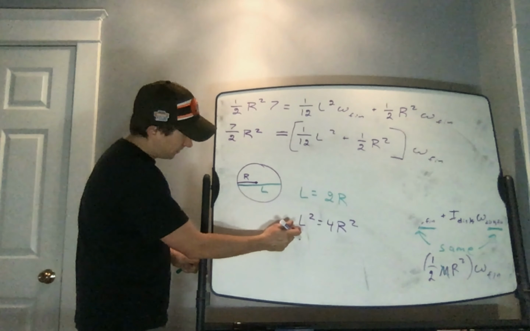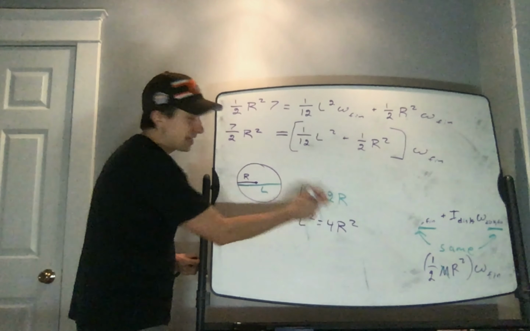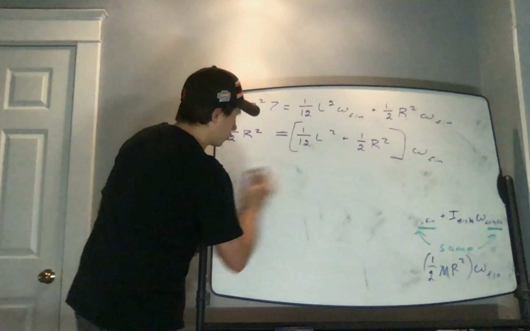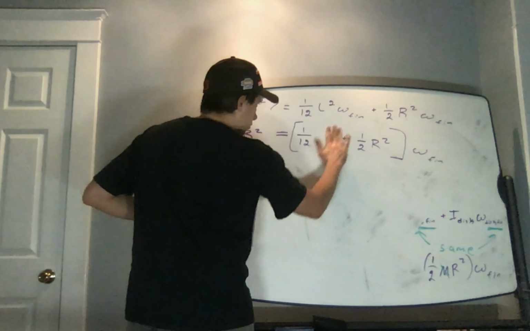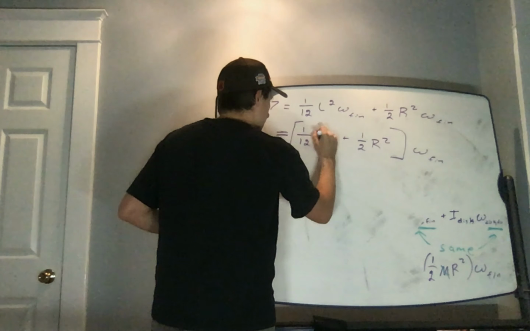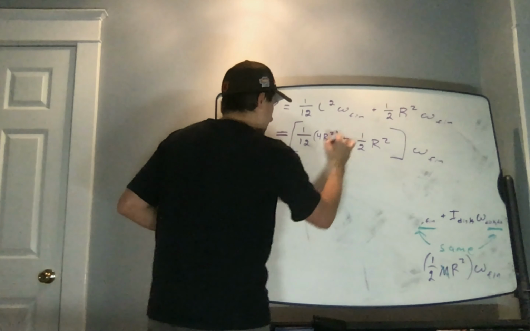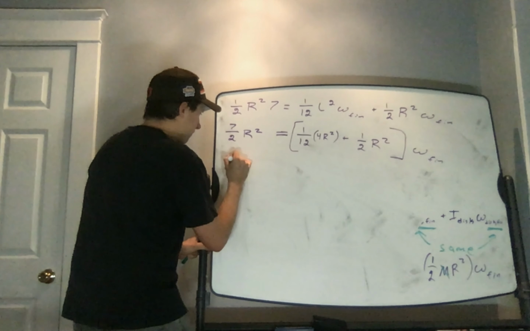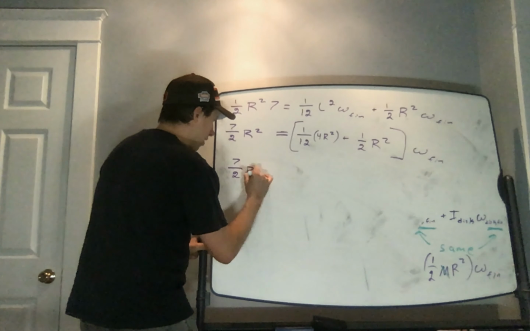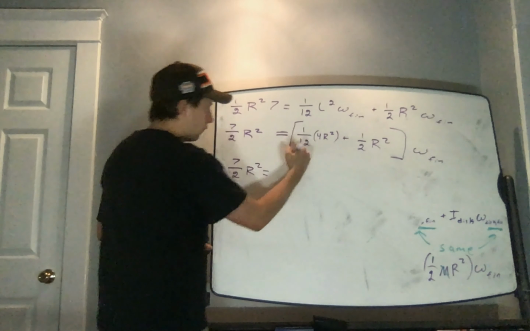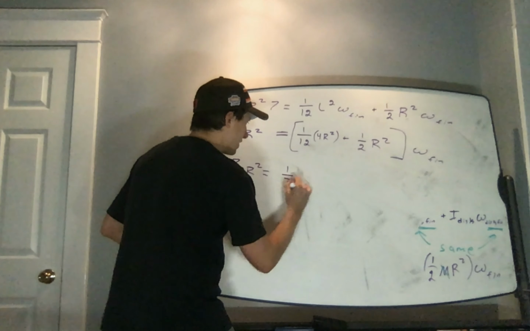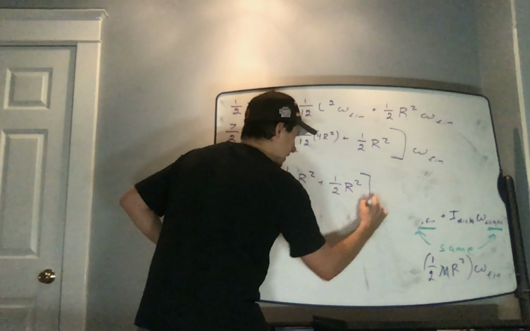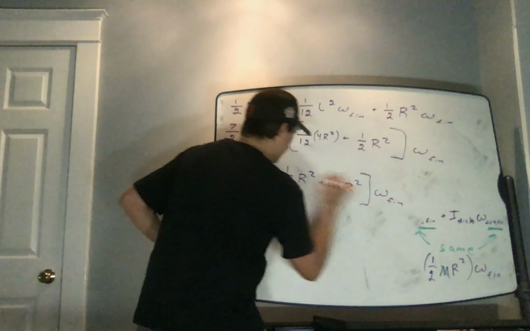When I square the L, I have to square both the R and the 2. That gives me my factor of 4 here. So I could replace this L squared with 4R squared. And now when I do a little bit more algebra, I find 7 over 2 R squared is equal to 4 over 12, which gives me 1/3 R squared, plus 1/2 R squared, and then I have times omega final.